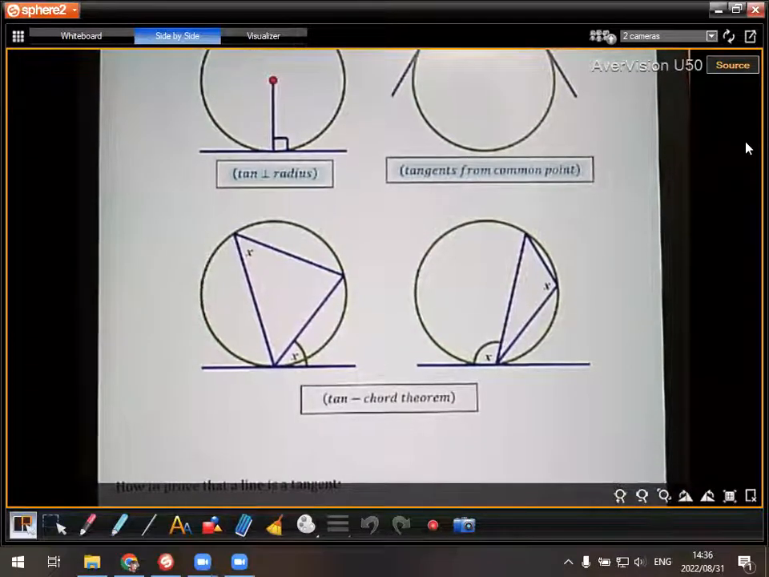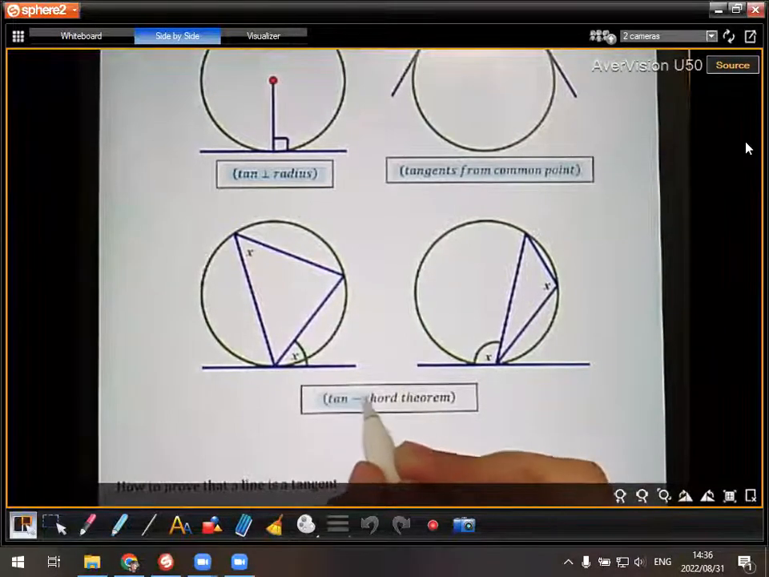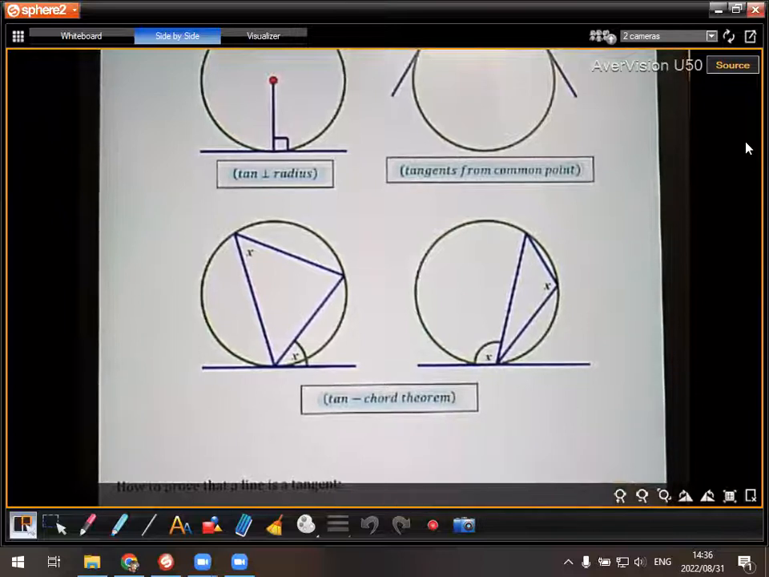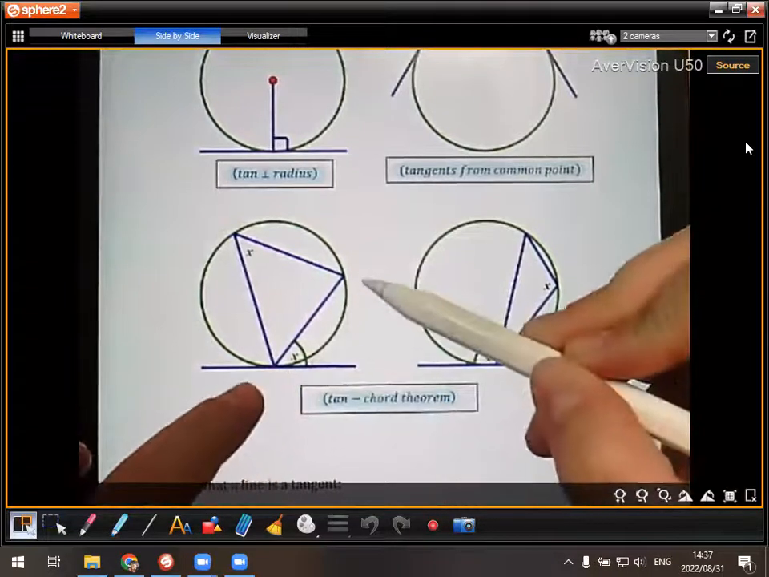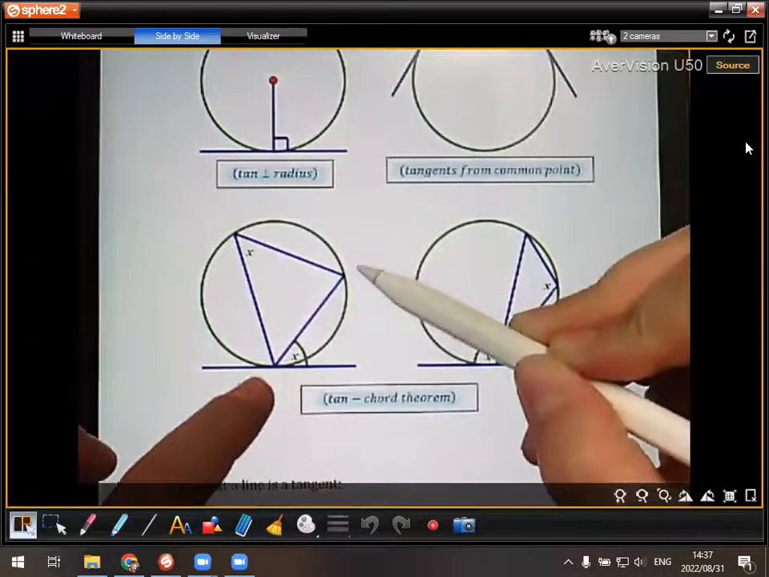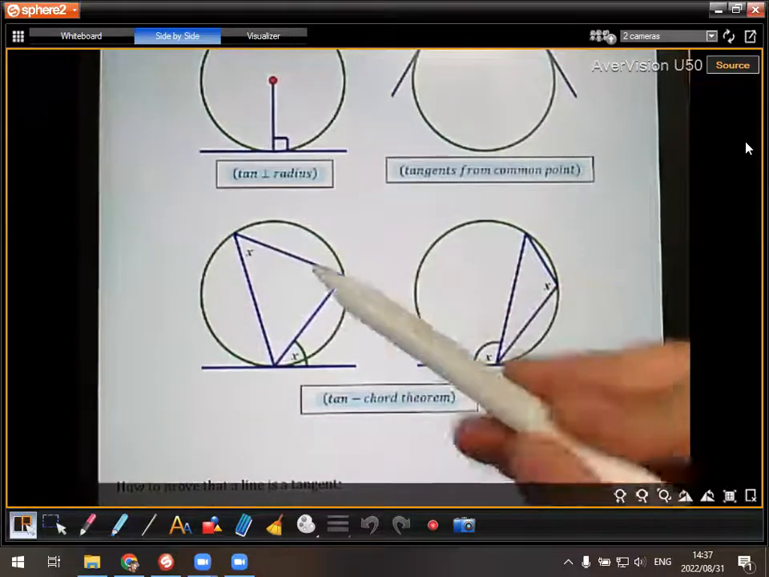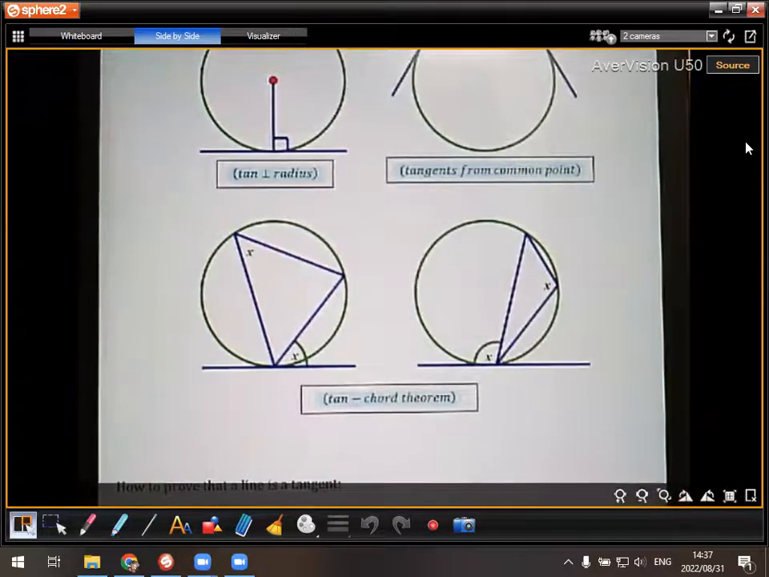Then at the bottom there we have two different pictures of the same thing, right? Tan-chord theorem. We use that a lot as well. The tan-chord theorem, remember, the angle between a tangent and a chord, so x, is equal to the angle subtended by the same chord. So guys, is this the only case of the tan-chord theorem in this picture that we could have used?